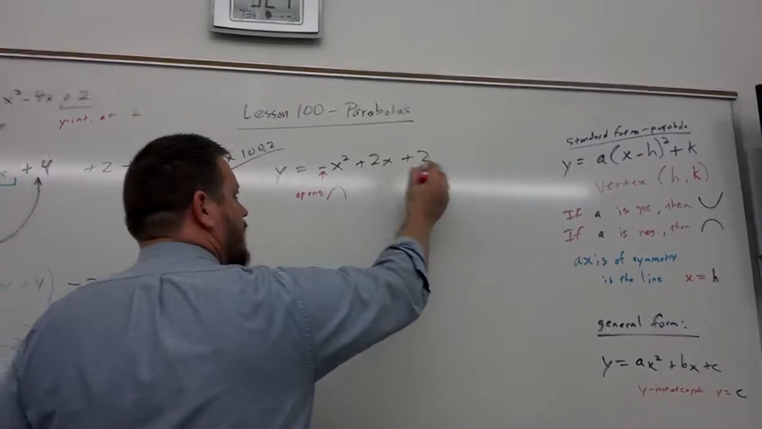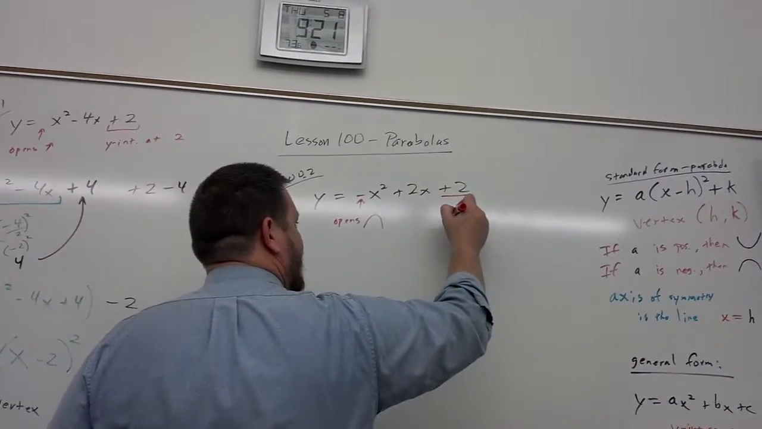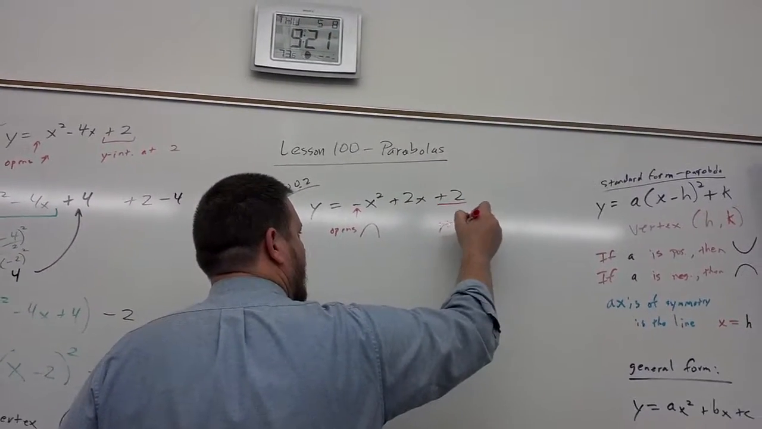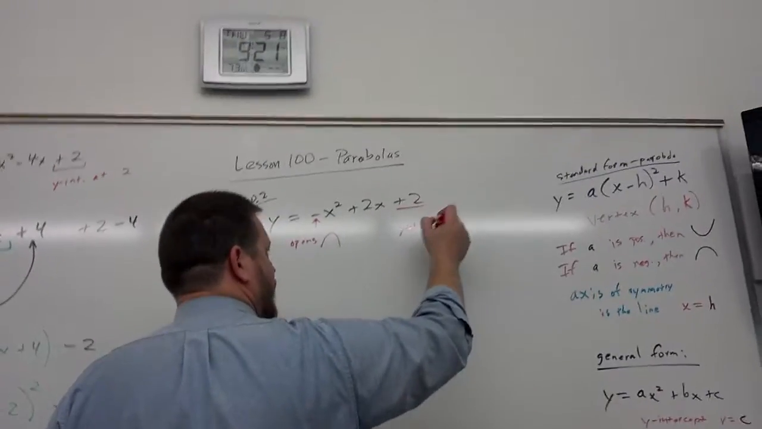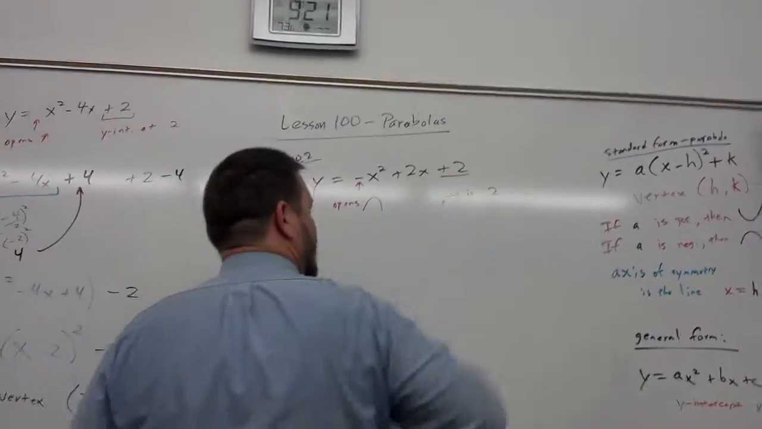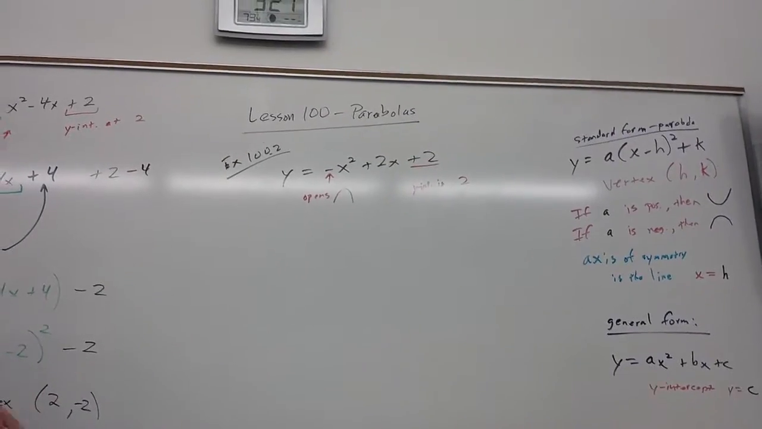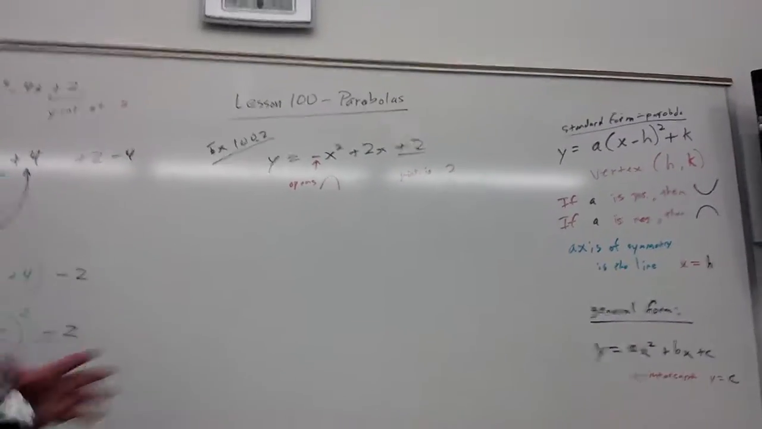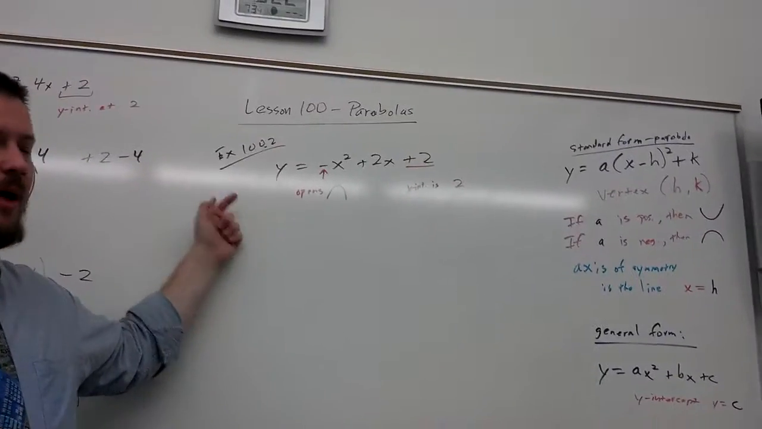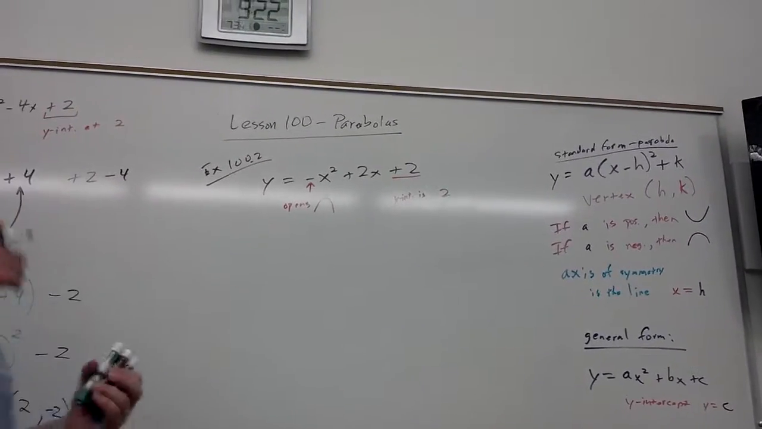The y-intercept is 2. So it crosses the y-axis at 2, and it opens down. Okay, that's the information we can get from general form. Now we need to put it in standard form by completing the square.